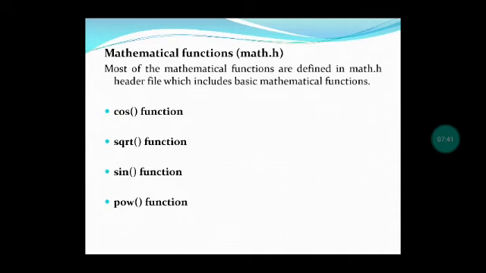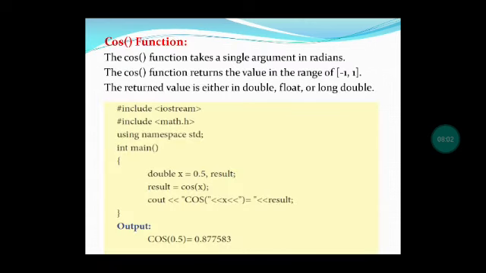Next we are going to see about the mathematical functions. For this the header file used is math.h. By using this math.h header file, mathematical functions can be done. The mathematical functions used in C++ are cos function, square root, sine and power. First let us see about the cos function. This function takes a single argument and it returns the value in the range -1 to 1, and it may return either double, float or long double data types.